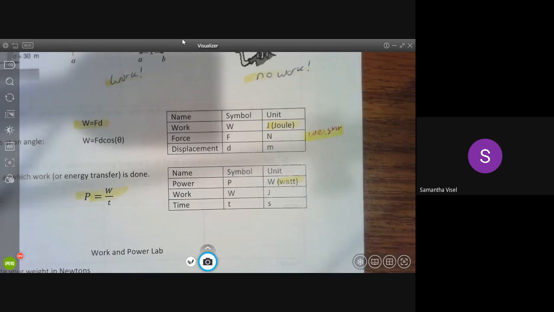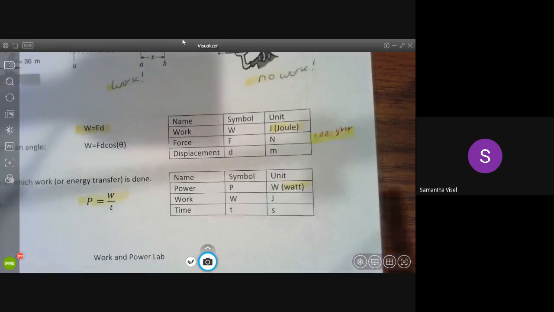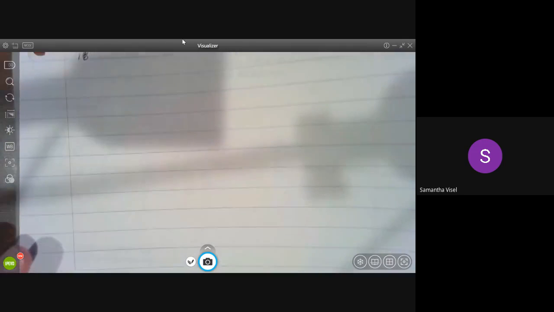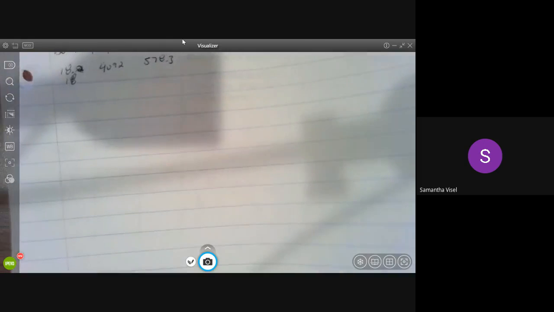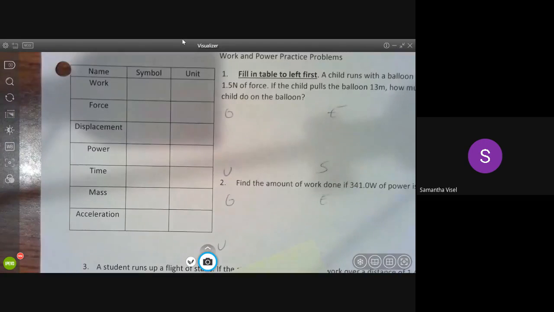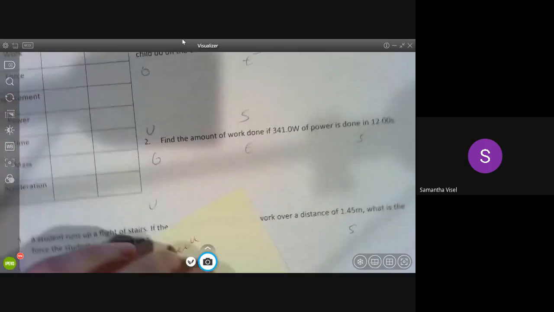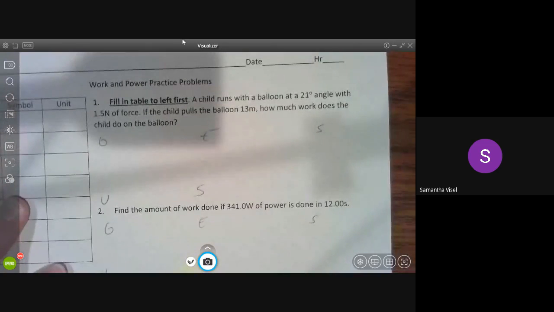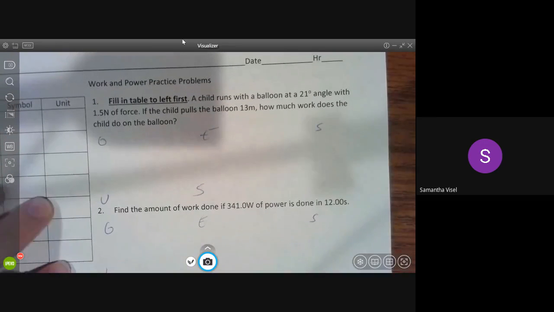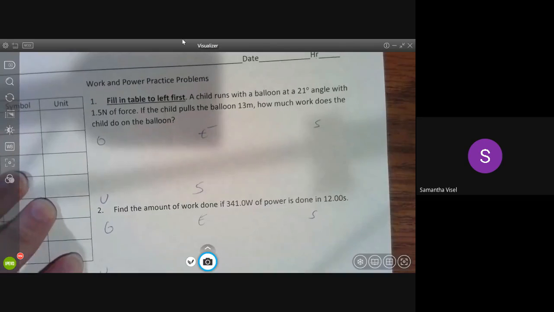So I have a few practice problems that we're going to do here together. And then your homework that is posted is we're going to be working with these practice problems here as well. Let's see. So I have written down here, we're going to do number 1 here together.